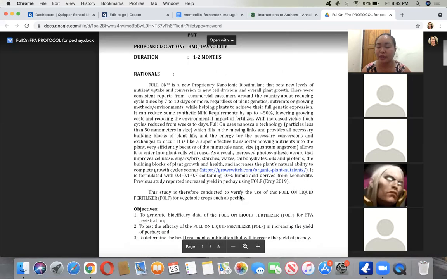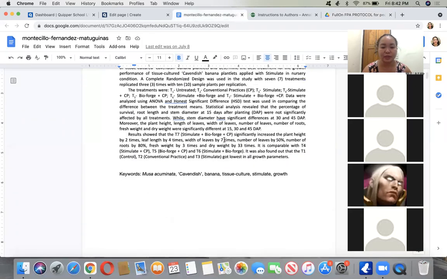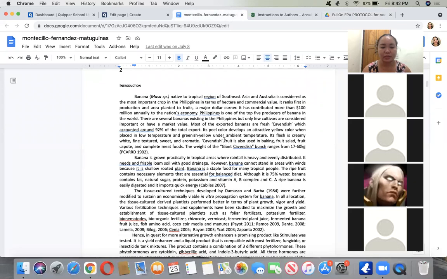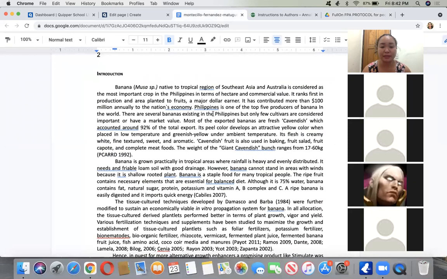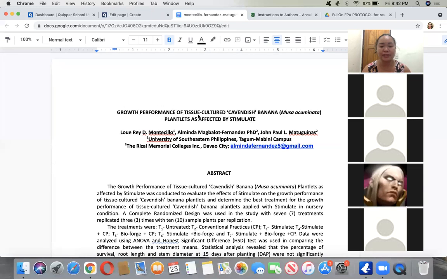But for a normal research paper like this one, which is for banana, the title is Growth Performance of Tissue Cultured Cavendish Banana or Musa acuminata Plantlets as Affected by Stimulate. It's another one. Lance is included here. Please let Lance in.